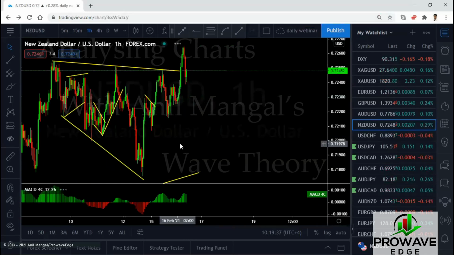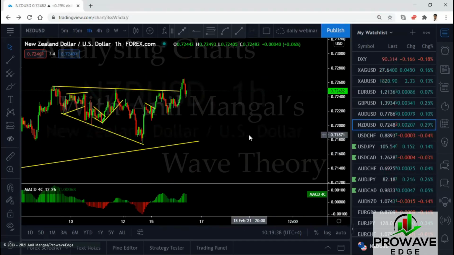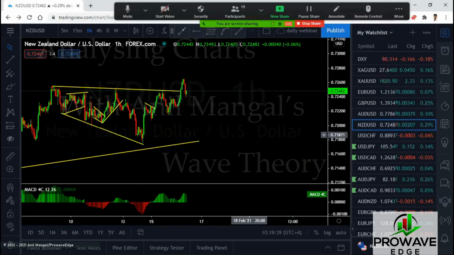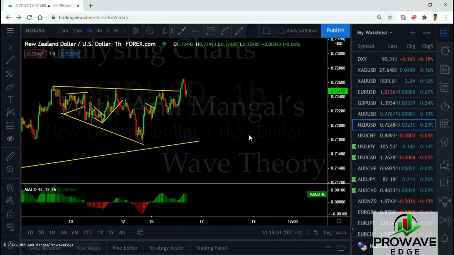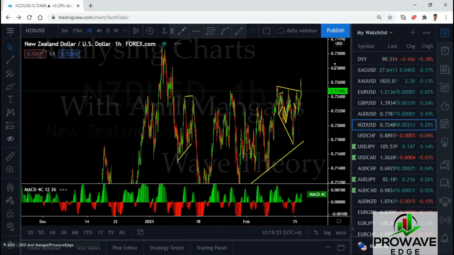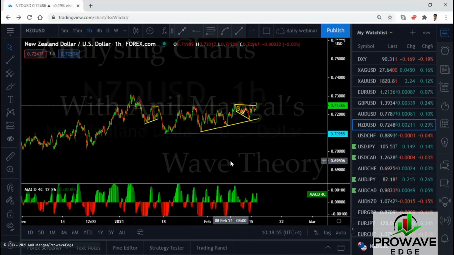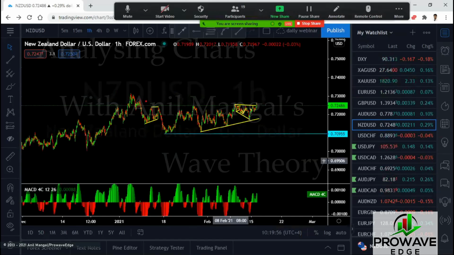So New Zealand, this is a perfect one. Remember New Zealand when this was happening? And even when this was happening? I told you this pattern has to go out and break the top. And that's just the minimum requirement. Here is what we have in New Zealand. We have this whole structure.